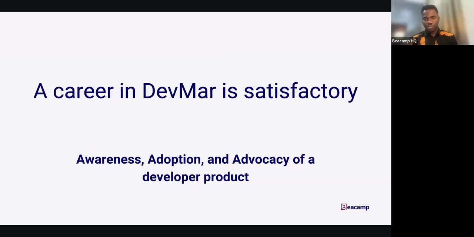we see more and more developer tools, more APIs, developers will continue building, will have more solutions. So who do we rely on to help developers succeed with our product? It's those in DevMar, DevRel. So the future is bright for the role, and ultimately it starts with awareness, adoption, advocacy of a developer product.